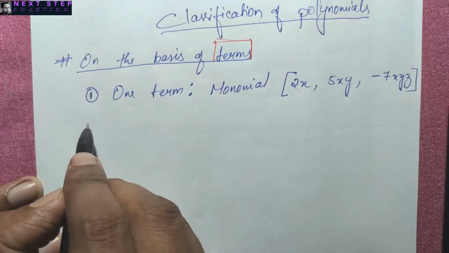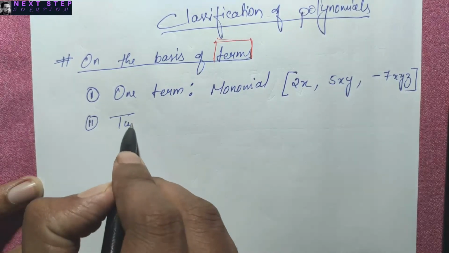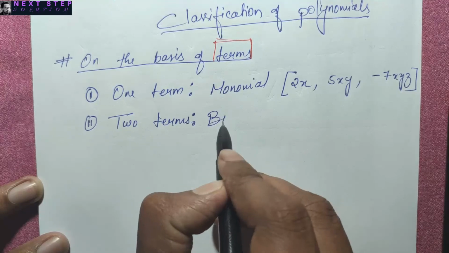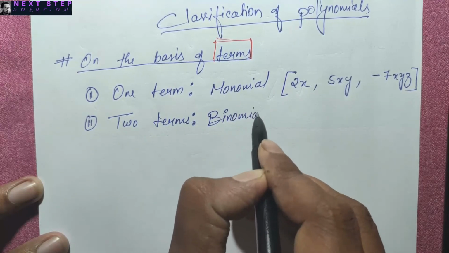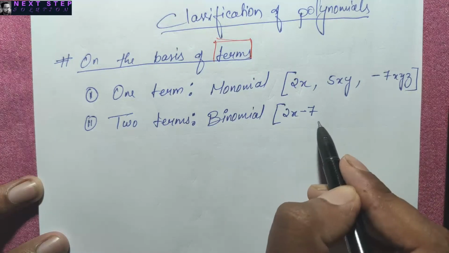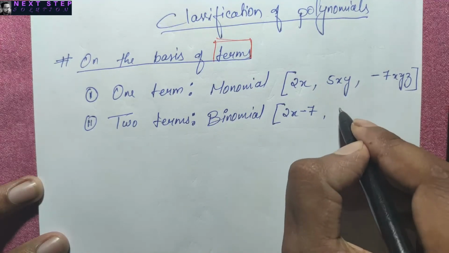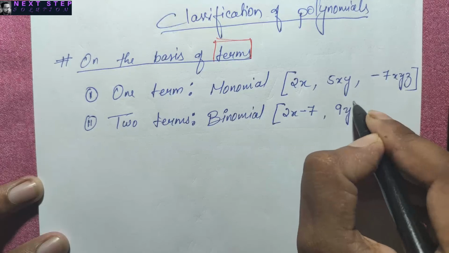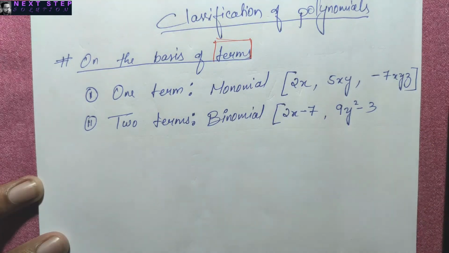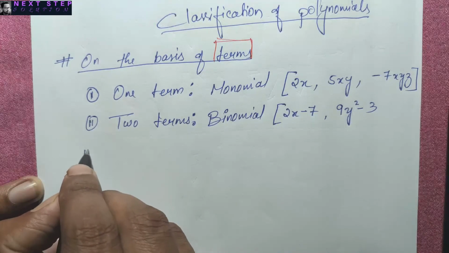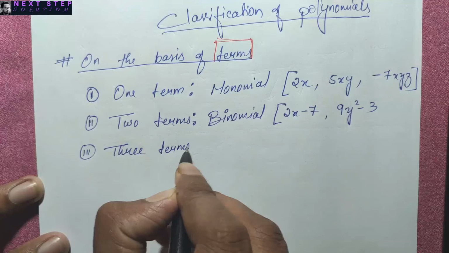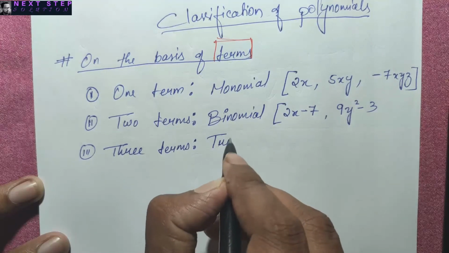Next, if we have two terms, then it is called a binomial. Like 2x minus 7, two terms are here, it is a binomial. Say 9y square minus 3, here we have two terms, again it is a binomial. Then if we have three terms, it is called a trinomial.